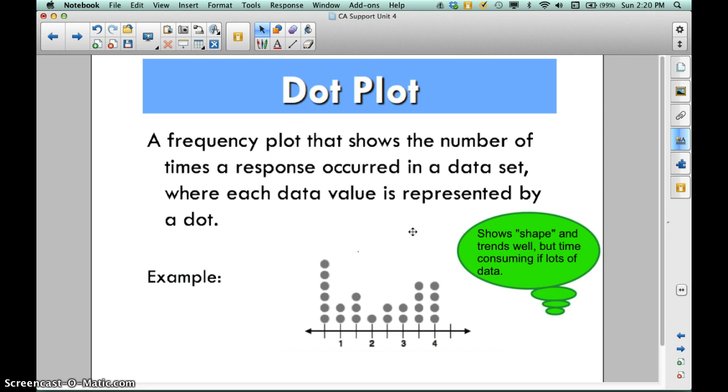This is a nice plot for showing the shape of the data. For instance, you could tell very quickly if you had most of the numbers lying in the middle of the set, or at the bottom or the top of the numbers in that range, and it shows the trend well. But if you have a lot of data, making a dot plot could be very time consuming.